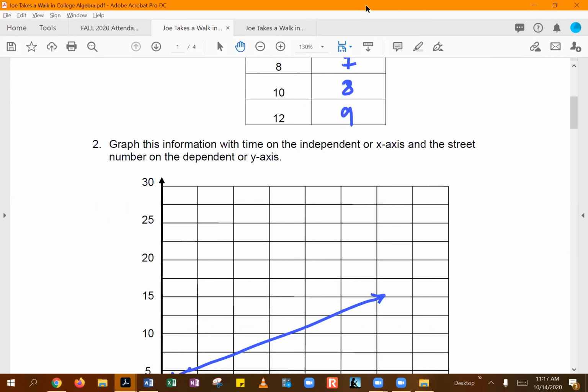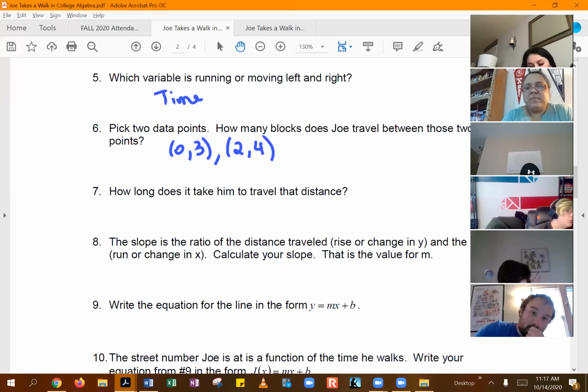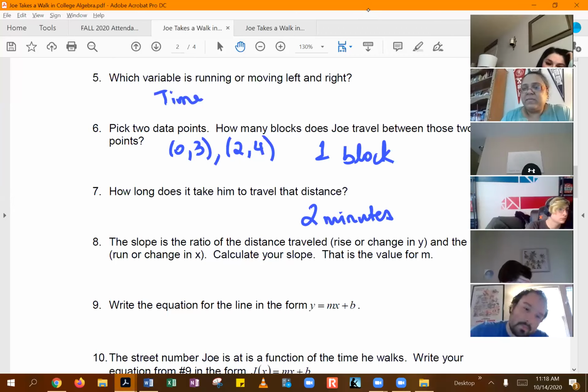So if you just start with those first 2 ordered pairs, we can use (0, 3) and (2, 4), or any of the other ones, and then you can see how many blocks Joe travels between those 2 times, and you will see he has traveled 1 block, right? Because he's only gone from street number 3 to street number 4. How long does it take him to travel that distance? We actually had that information because they gave it to us at the very beginning of this assignment. They told us in 2 minutes he is walking 1 block.